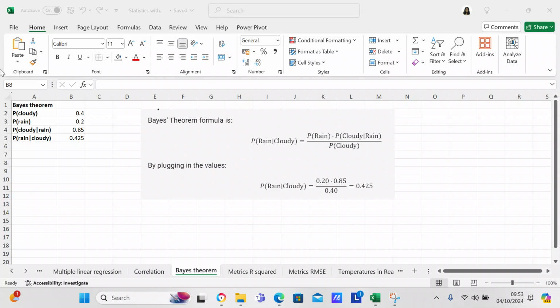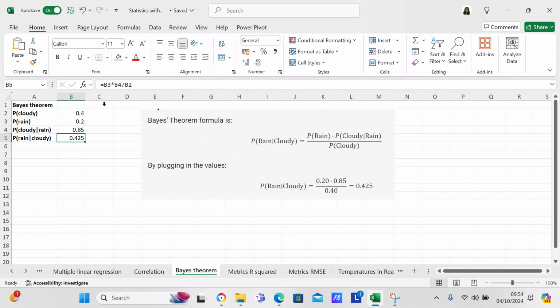And then we put the Bayes theorem formula into the spreadsheet, and we'll say the probability that it will rain because it's cloudy is B3, that's the probability that it will rain, times B4, the probability that it'll be cloudy and rain, over B2, which is the probability that it'll be cloudy. And that will give you a value of 42.5%.